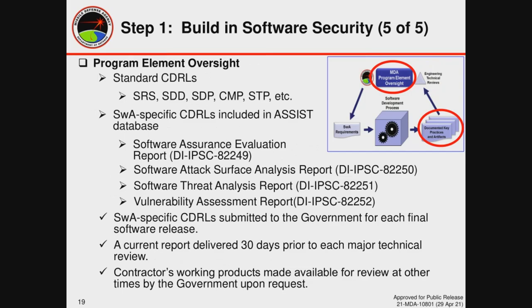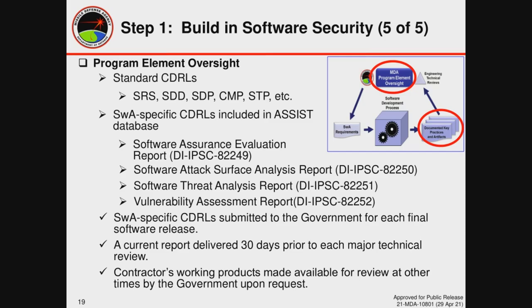And finally, the government verifies that software assurance requirements are integrated in the contractor's development process through just normal program element oversight. The standard software development CDRs, software requirement specification, the software design document, the software development plan, the configuration management plan, and software test plan, etc., all those need to be reviewed now for specific software assurance information that is to be included in these documents. We've modified the requirement to now incorporate software security requirements into the SRS or the SDD or the STP. And we don't just do that.